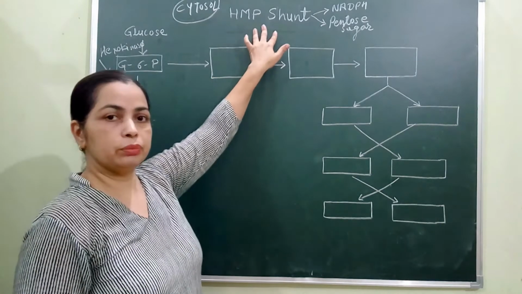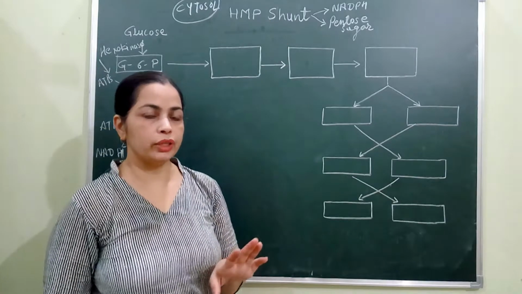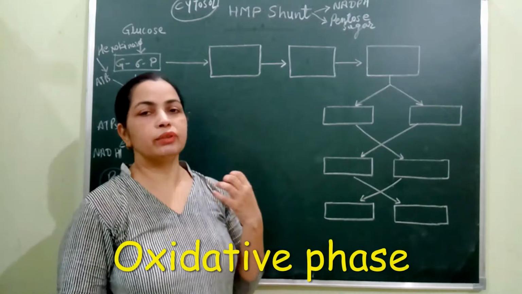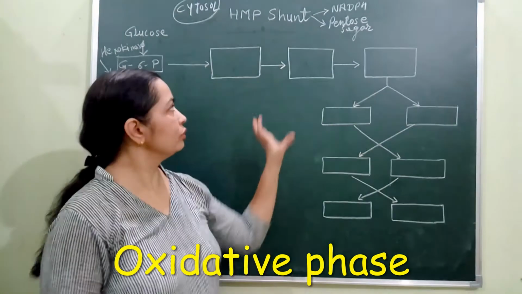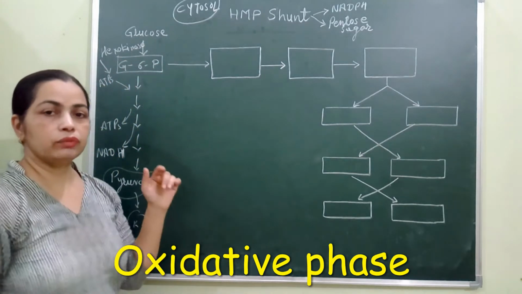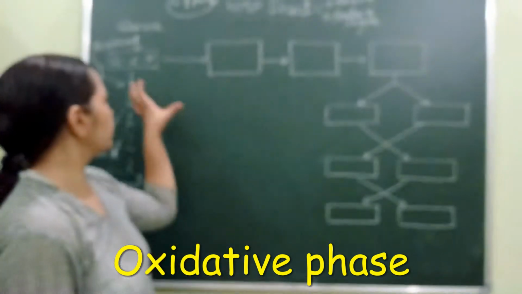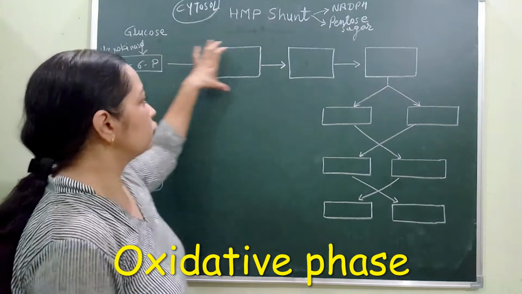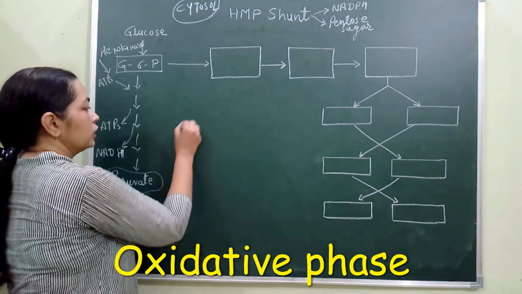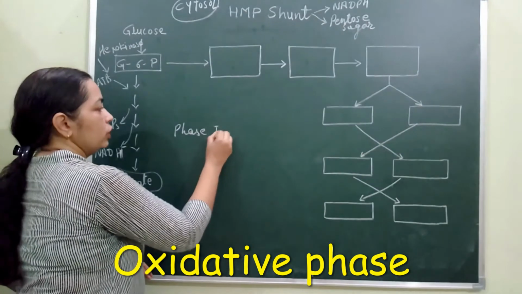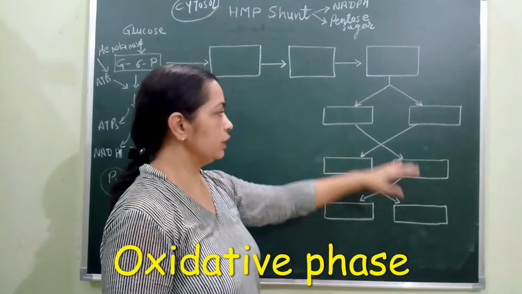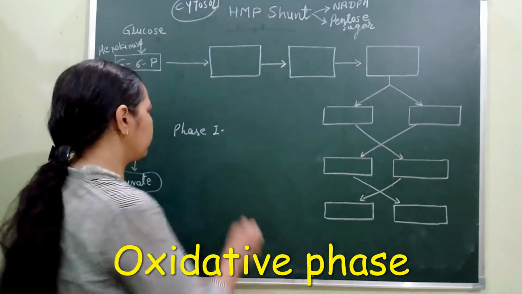While in the HMP shunt, there is no involvement of ATP. It doesn't require any ATP during the process, and it doesn't generate any ATP either. So this is one thing about the HMP shunt. Now let's see the various steps involved. As you can see here, I have drawn these 4 horizontal boxes, that is phase 1 of this HMP shunt, while this zigzag pattern, these 3 steps, is phase 2.